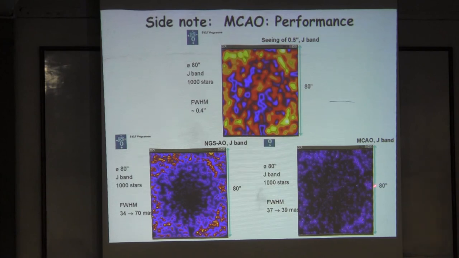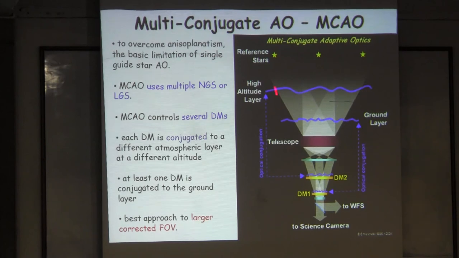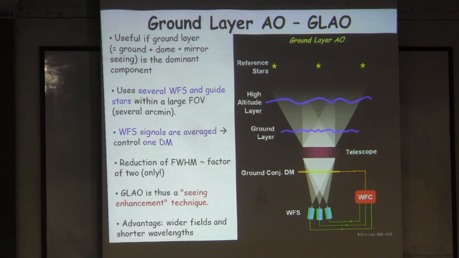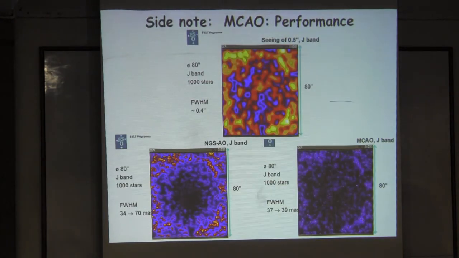And then, if you use this multi-conjugate adaptive optics system that was outlined in the previous slide, you get almost uniform correction all across the field. So then you don't have this degradation of the correction, but it comes at some cost, right? You have more deformable mirrors, more wavefront sensors, more computational effort. This is a simulation or actual? ESO has a multi-conjugate adaptive optics system. I think this was an actual measurement, but I'm not 100% sure.